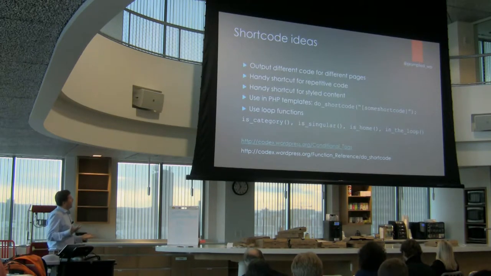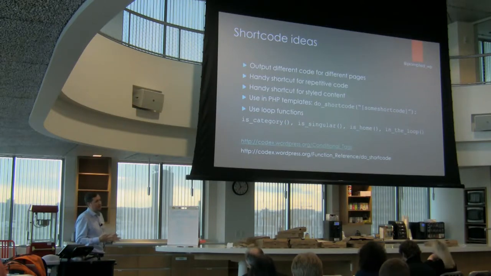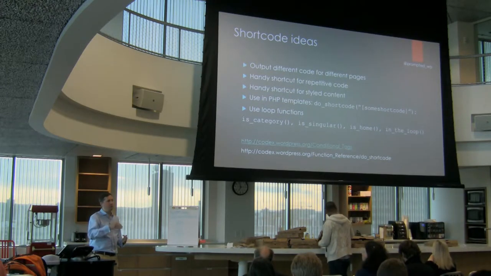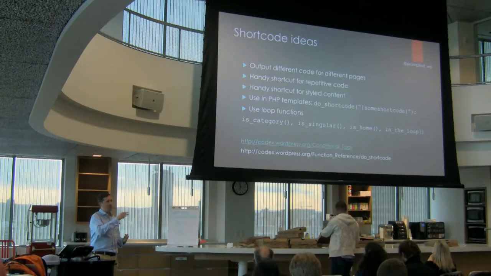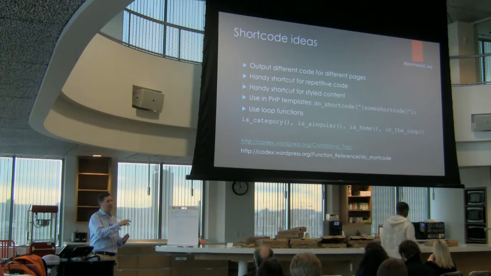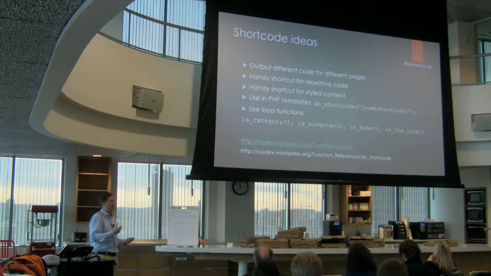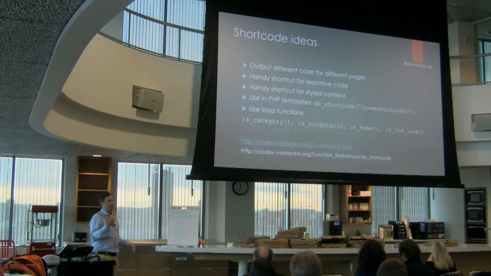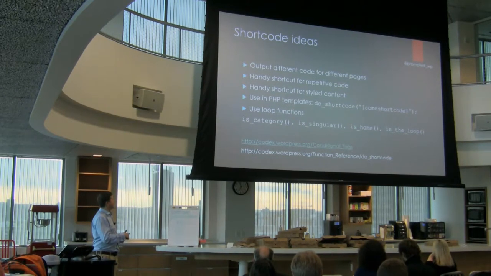So, the shortcode ideas: you can output different code on different pages. I quite like this because often, if it's a category page or an archive page, which is listing more than one post, you just want to show a summary of your content or maybe a particular image. Or if it's video content, you just want to show the video rather than the content. Whereas when you go to a single page, you might want a lot more information. So it's really a nice idea.